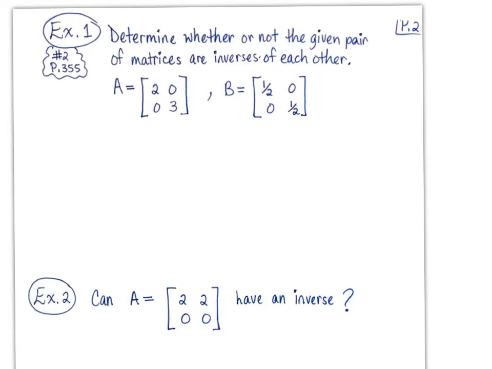Would you like a minute to try it? Okay, find the product. Let's find the product of A times B. So we have A times B.